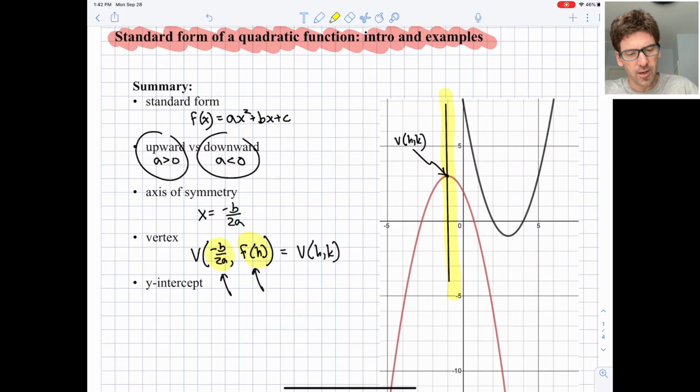The y-intercept is easy. The y-intercept is always just c. So whatever the c value is in our standard form equation, that is equal to the y-intercept. Because when you are looking for the y-intercept, you're looking for the value of y when x is 0. And when we plug x into our equation, the first two terms would disappear, and we're left with just y equals c.